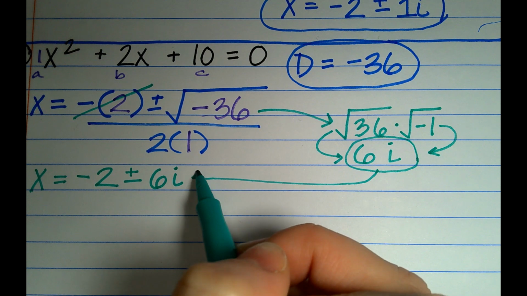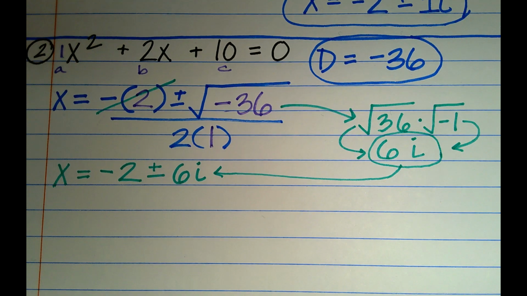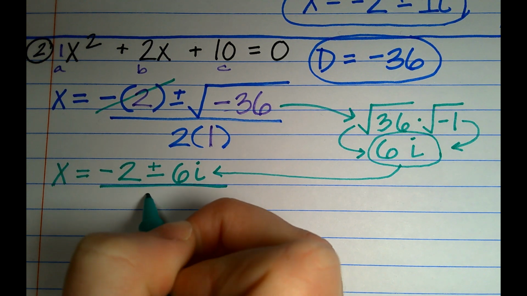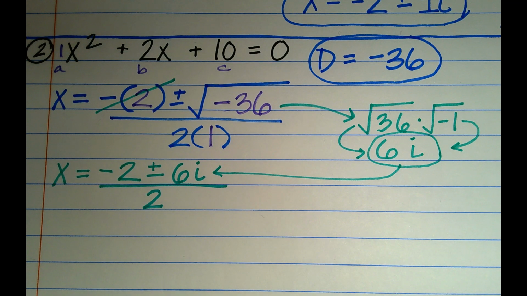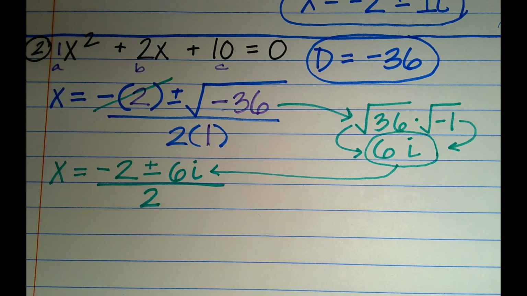And that's how we got there. And all of that divided by what? 2. Good. And we could stop here. This could be our answer.